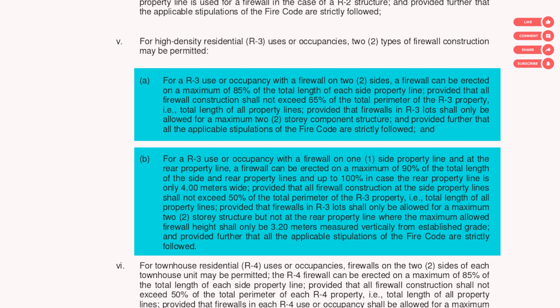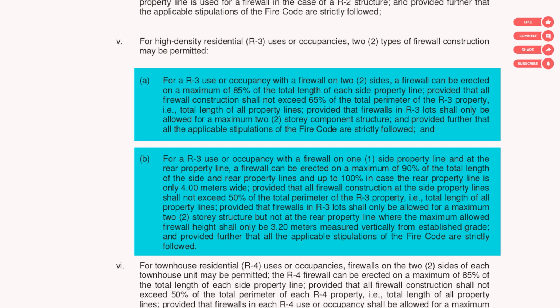Any limits? If you choose option A, you can occupy 85% of each side. Now, two sides ka, 85% of the property line per side. But make sure that the total length of both firewalls do not exceed 65% of the lot perimeter. When you add the two firewalls, their length shouldn't be greater than 65% of the lot perimeter. And they cannot be taller than two floors.